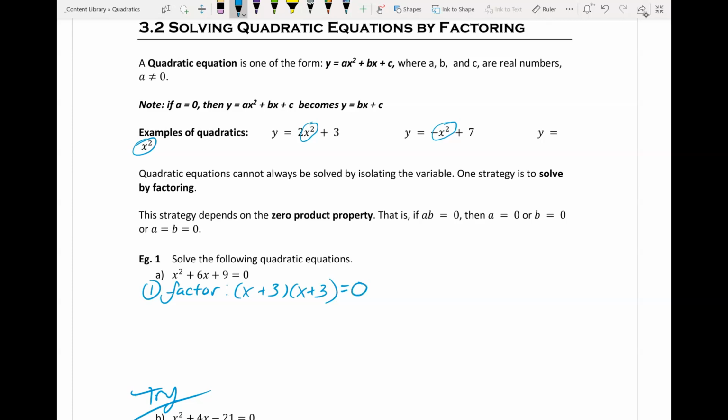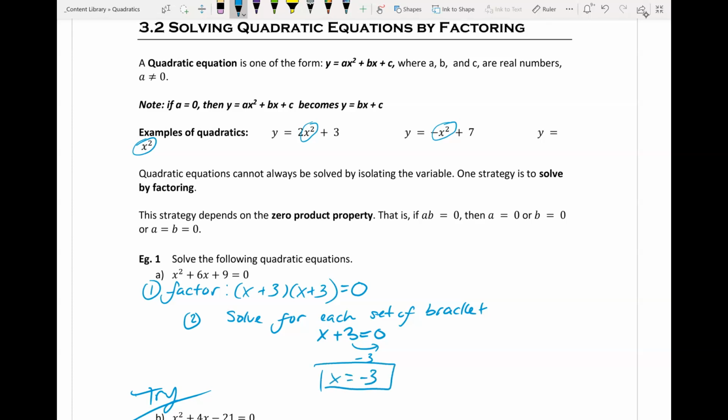So remember that this was equal to 0, so don't forget to write that back in. Our second step is to solve for each set of brackets. In this case, we only have one set of brackets because they are the same. They're both x plus 3. So we're going to see when x plus 3 is equal to 0. Now, if I move this 3 to the other side, or in other words, subtract 3 on both sides, we're going to get x equals negative 3, and that is your final answer.